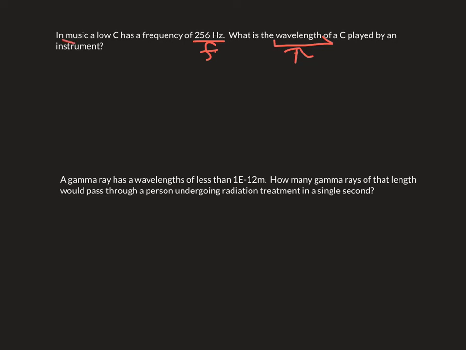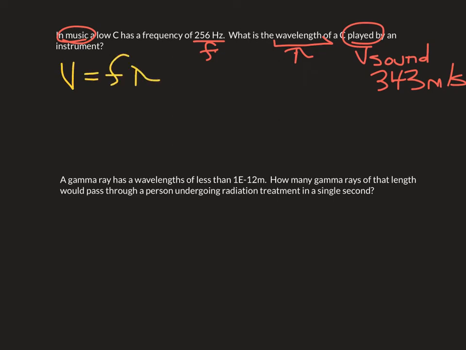Well, if we're talking about music, if we're talking about playing a note, we're really talking about sound. And so we went over this a second ago. Sound has a speed of 343 meters per second. So even though they didn't tell it to us, I'm able to make an inference about what's going on. So in terms of my equation, velocity is frequency times wavelength. 343 is the velocity of sound, of a note. Our frequency for our low C is 256, and so we want to solve for the wavelength.